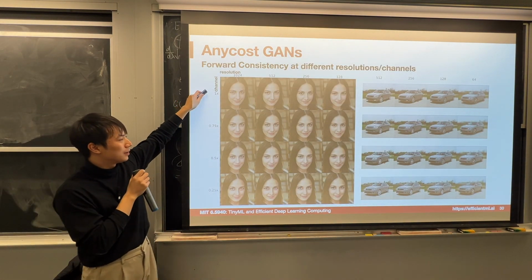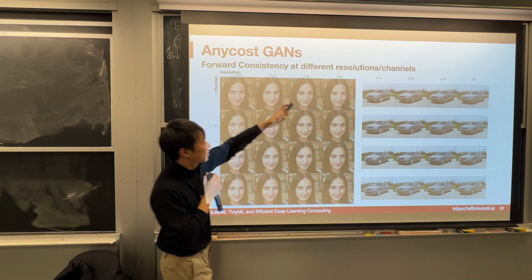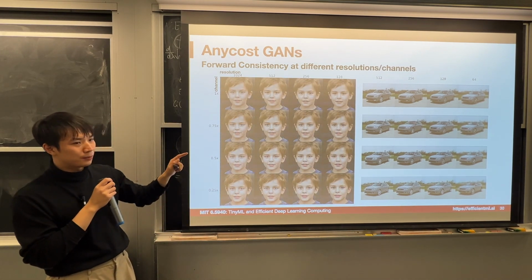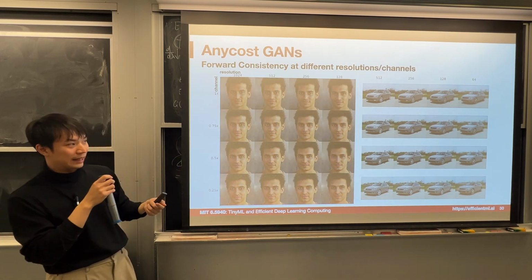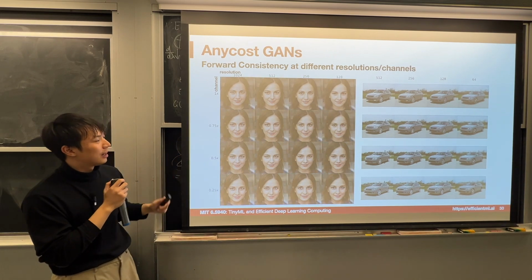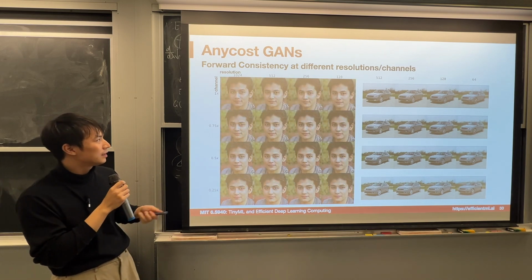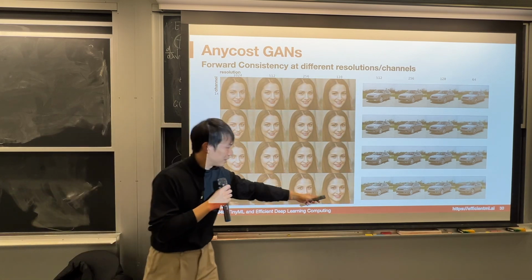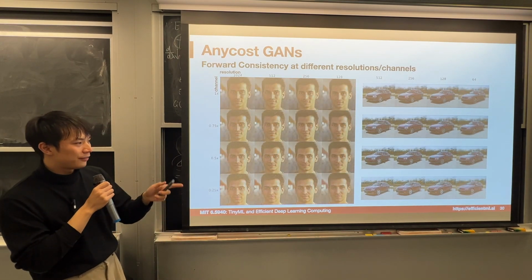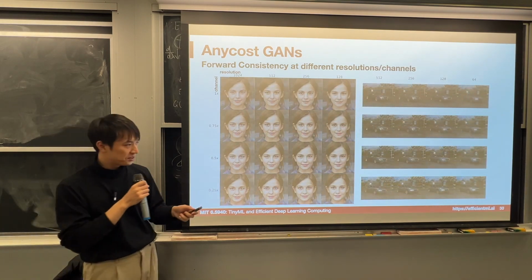So here are some visualizations. This is the human face data set. This is the car data set. We're running it at different resolutions horizontally and different channel numbers vertically. So this is the interpolation between different latent vectors. As you can see, for different inputs, the outputs are very different. Actually, the outputs are virtually quite similar, despite the model here and the model here having about a 100 times gap in terms of computation. And similarly for the car data set, we are also generating semantically consistent outputs.